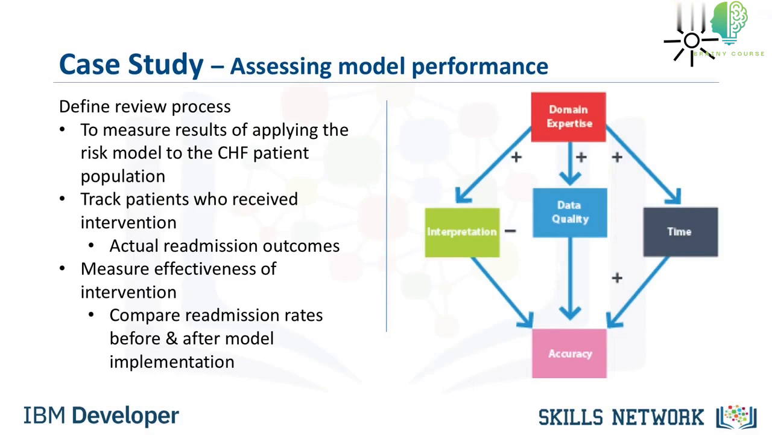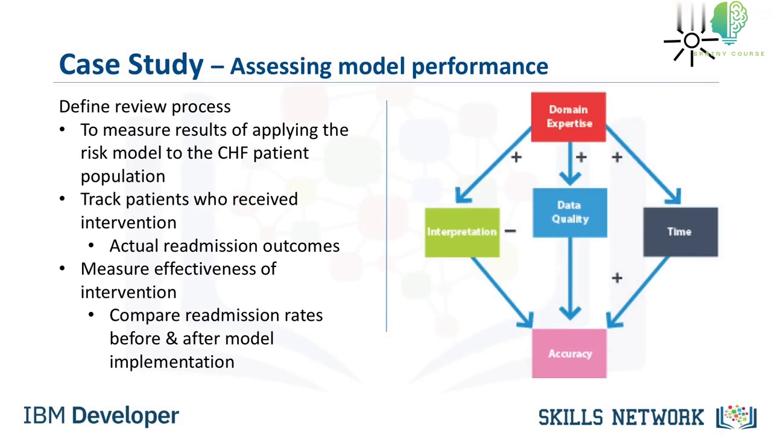First, the review process would be defined and put into place, with overall responsibility for measuring the results of applying the risk model to the congestive heart failure risk population. Clinical management executives would have overall responsibility for the review process. Second, congestive heart failure patients receiving intervention would be tracked and their readmission outcomes recorded. Third, the intervention would then be measured to determine how effective it was in reducing readmissions.